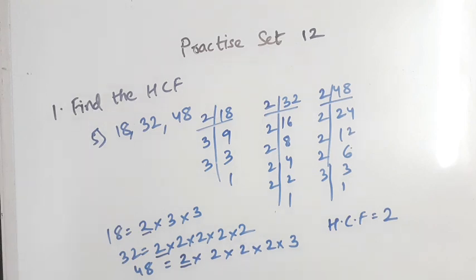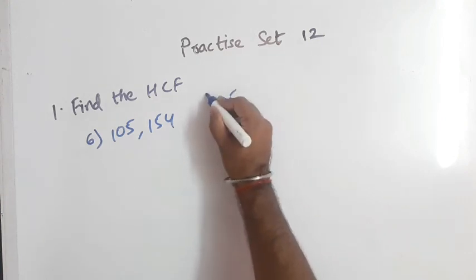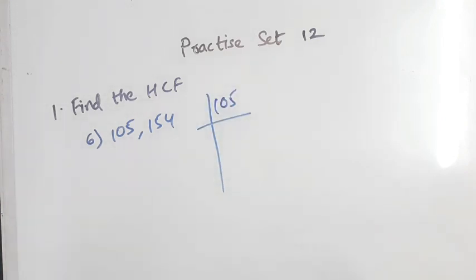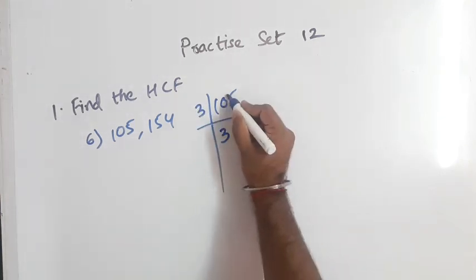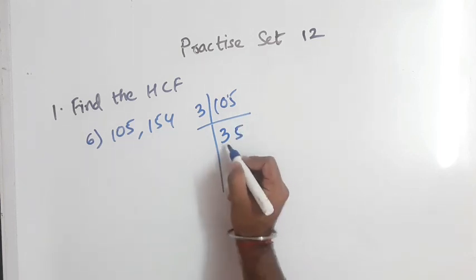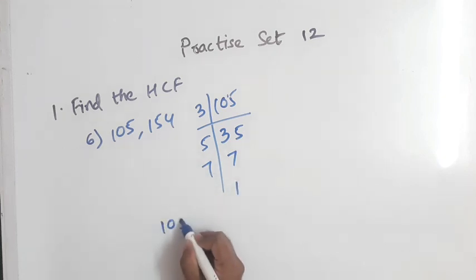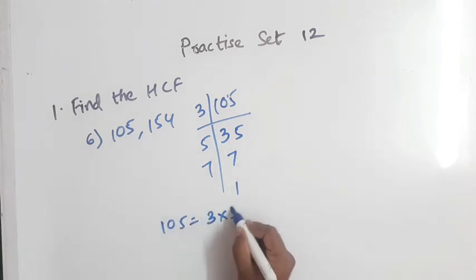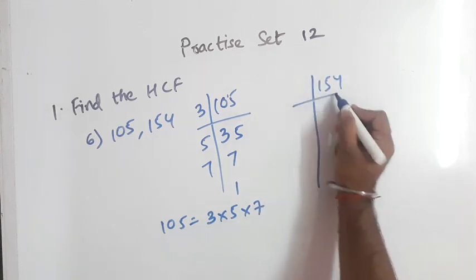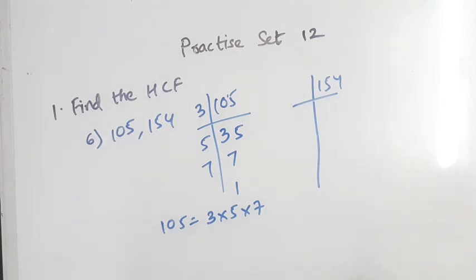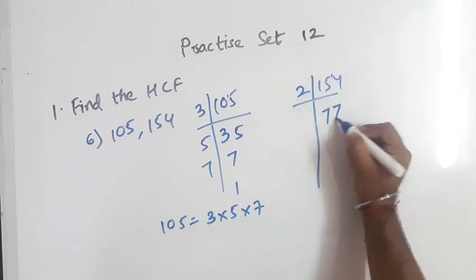Then 105 and 154. Okay, so 105, it is divisible by 3. So I'll take 3 3s are 9, 3 5s are 15. This is divisible by 5, 7s, and 7 1s. So I'm writing the factors of 105: 3 into 5 into 7. And 154, you can see it is an even number. So I'm taking 2, 2 7s are 14, again 2 7s are 14.